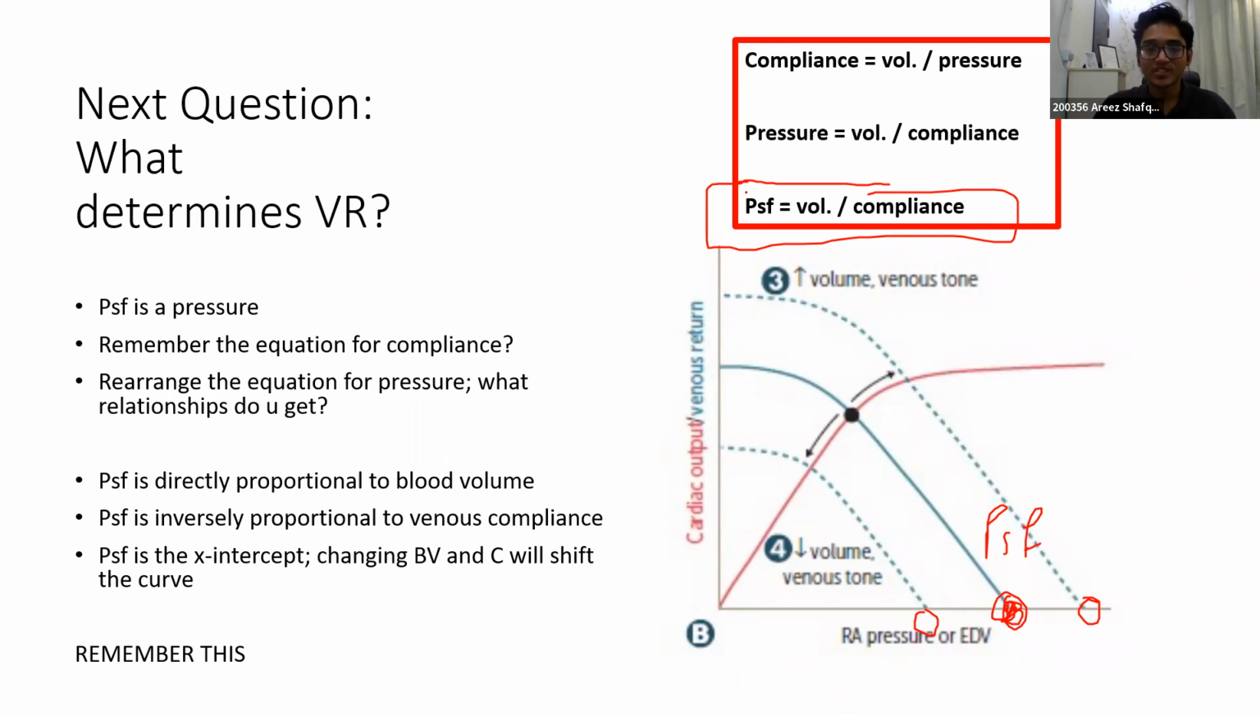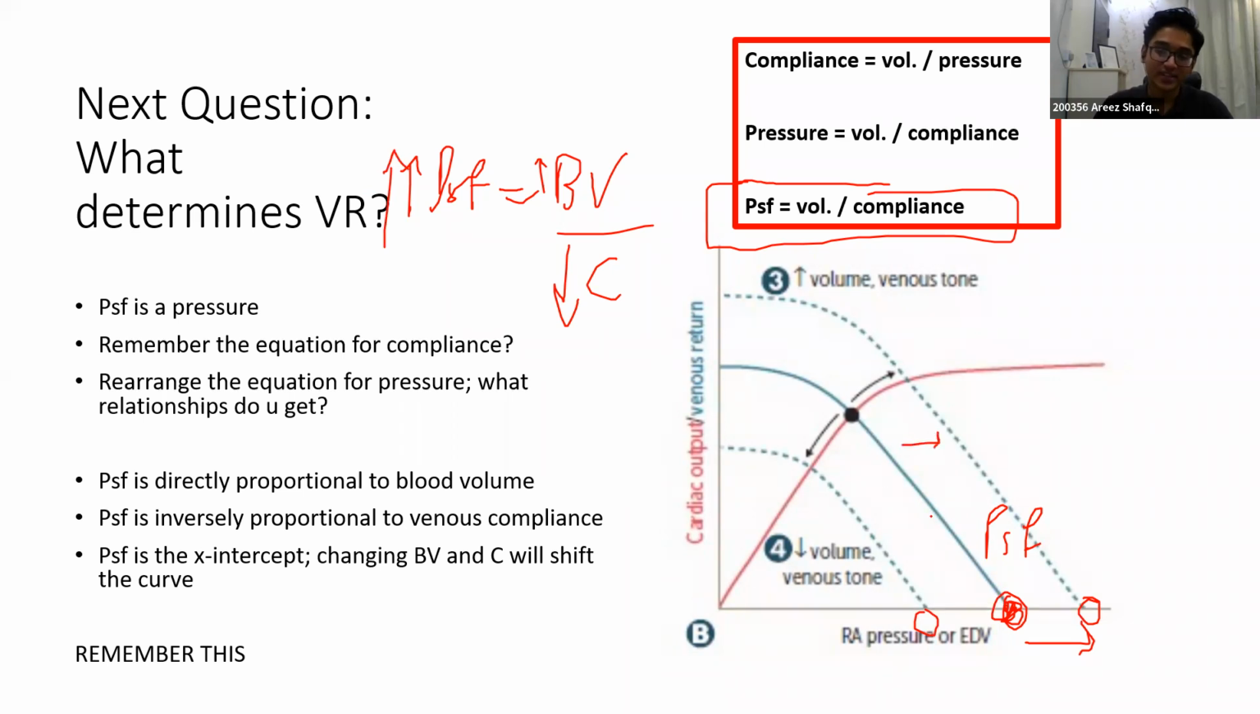Then we came up with this equation of PSF equals blood volume over compliance. That means if I increase blood volume, I will increase PSF. If I increase PSF, I will shift the curve to the right. The other scenario is if I decrease compliance by venoconstriction, I will increase the PSF like this, and the curve will shift again to the right. So if the curve shifts to the right, you have two scenarios: increased blood volume or venoconstriction.